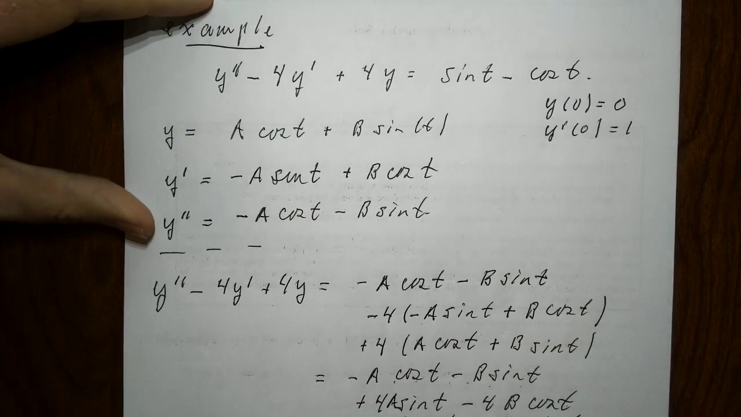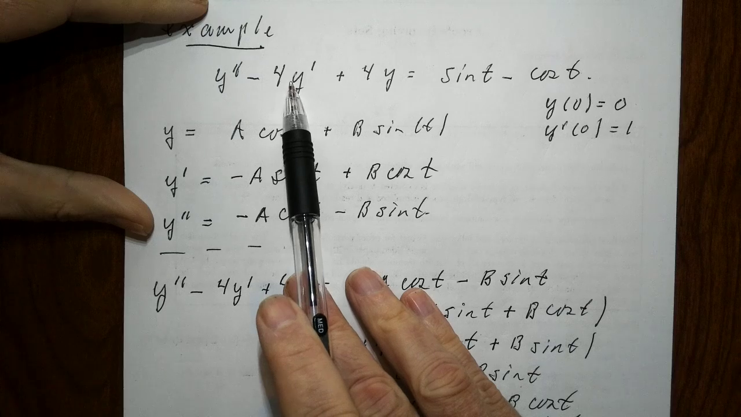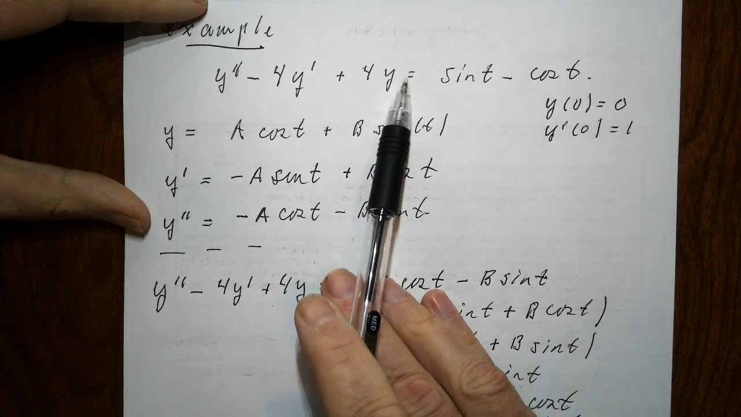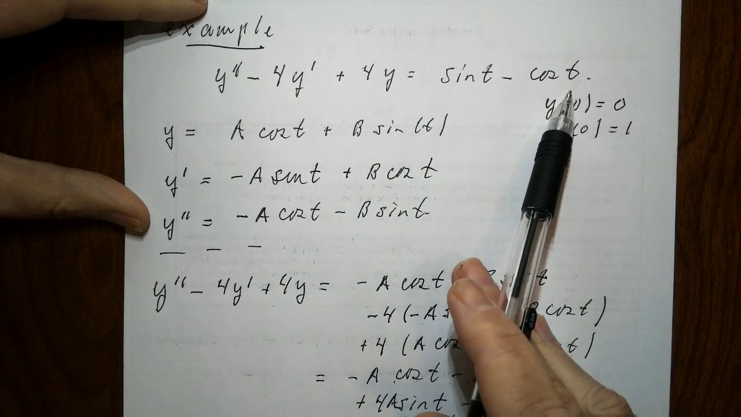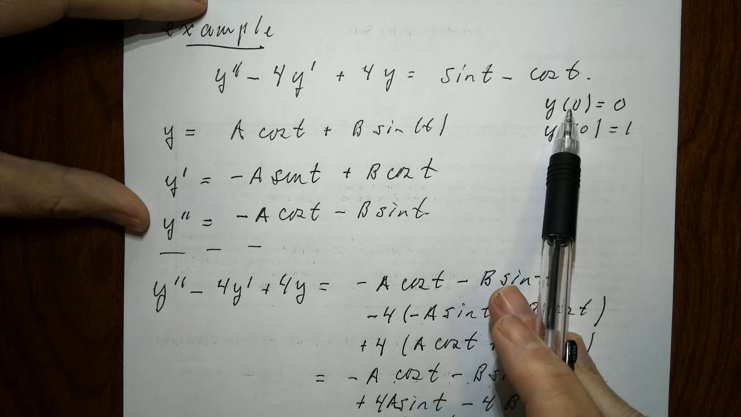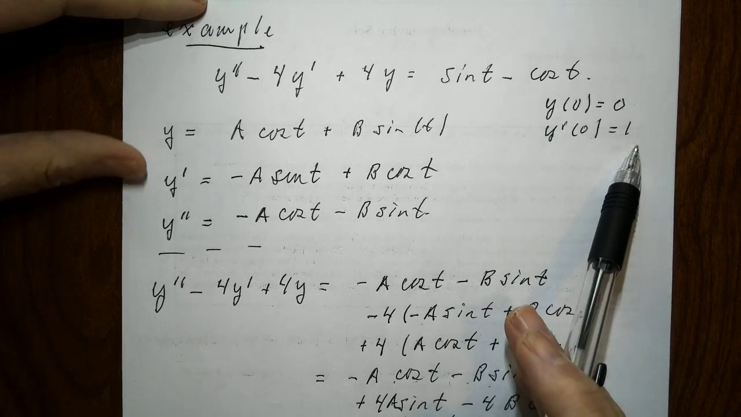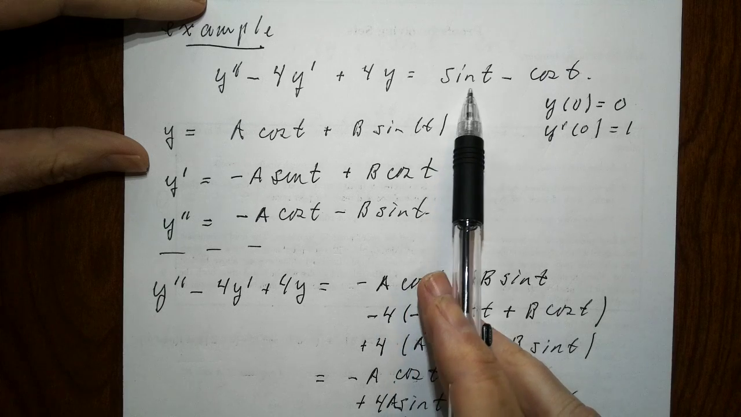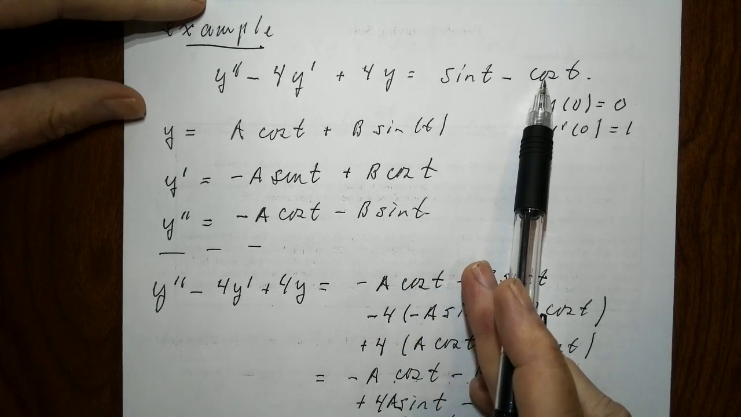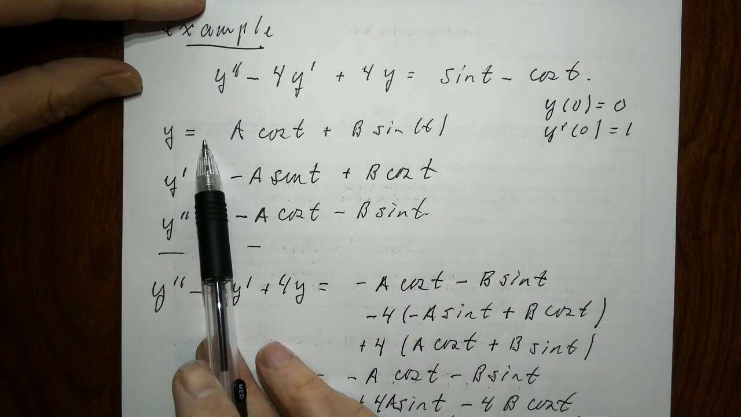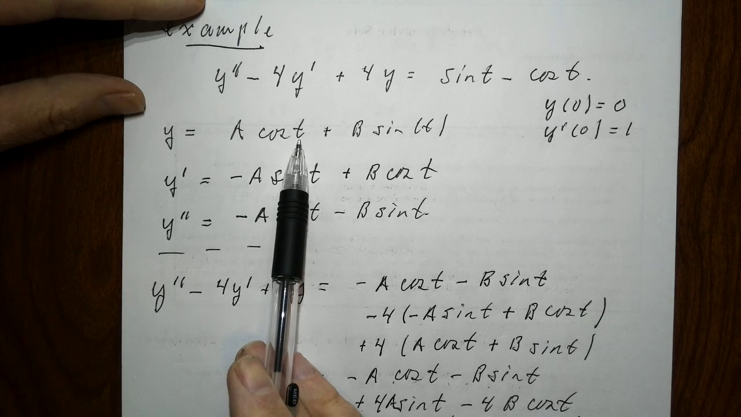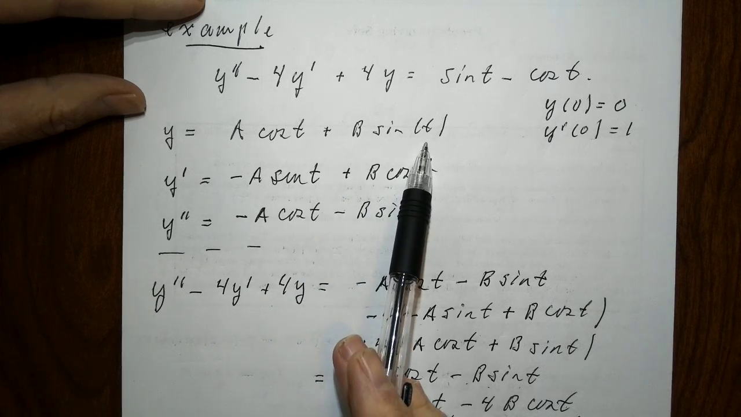So let's take a look at an example. y double prime minus 4y prime plus 4y equals sine of t minus cosine of t, subject to the initial conditions y of 0 is 0, y prime of 0 is 1. Because we have a sine and cosine term on the right-hand side, we'll make a guess for our particular solution to be a cosine t plus b sine t.